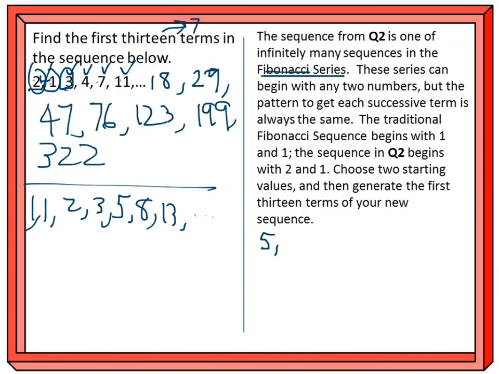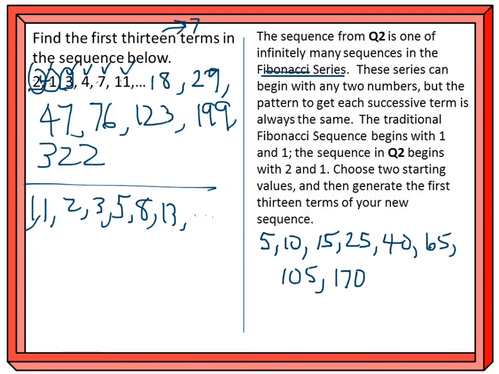So how about I start with 5 and 10? I like this one just because 5 and 10s are going to be pretty easy to add. So 5 and 10 gives me 15. 10 and 15, 25. 15 and 25, that's 40. Then 65, 25 and 40. 40 and 65 gives me 105. 65 and 105, 170. And let's see, 170 and 105 is 275.